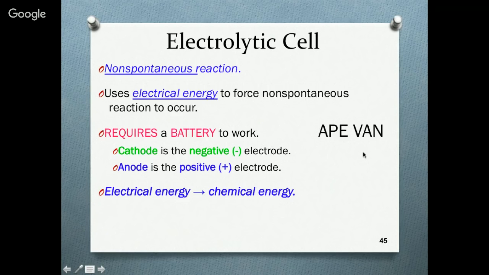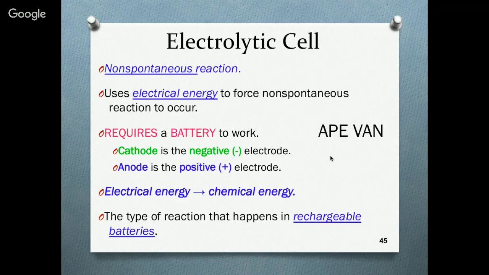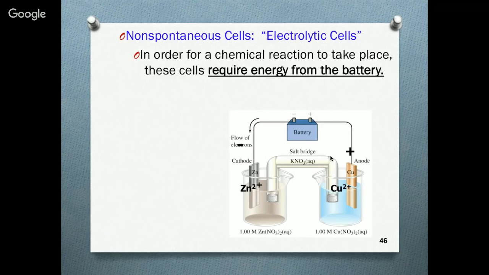The other thing we need to know about electrolytic cells is that the energy is going from electrical energy to chemical energy. One way that you can remember that is that electrolytic begins with an E and ends with a C. So it's going from E, electrical, to C, chemical, and voltaic is the opposite, chemical to electrical. And that comes up quite frequently. All right, so this type of reaction is what's happening in rechargeable batteries.